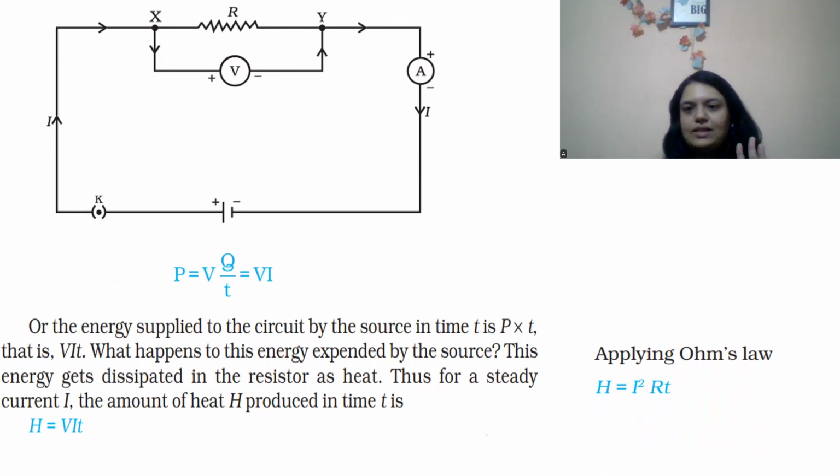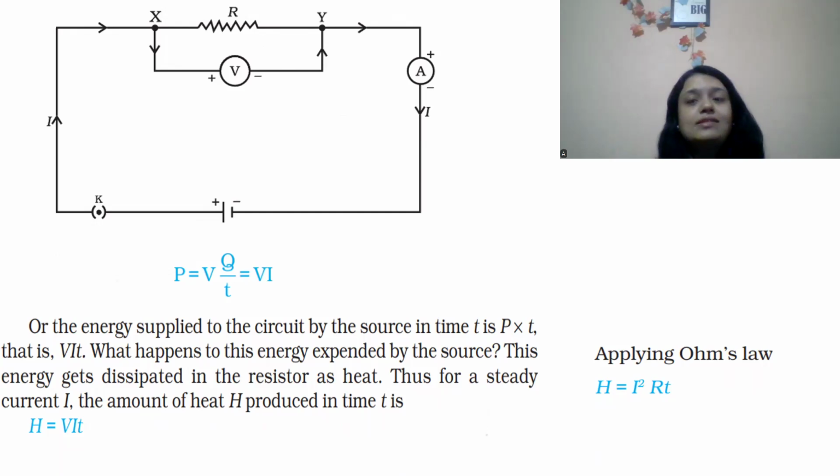There are three parameters: current, resistance, and time. So the heat produced in a circuit is directly proportional to the square of the current. It is directly proportional to the resistance in the circuit. It is directly proportional to the time taken. These are the three parameters.